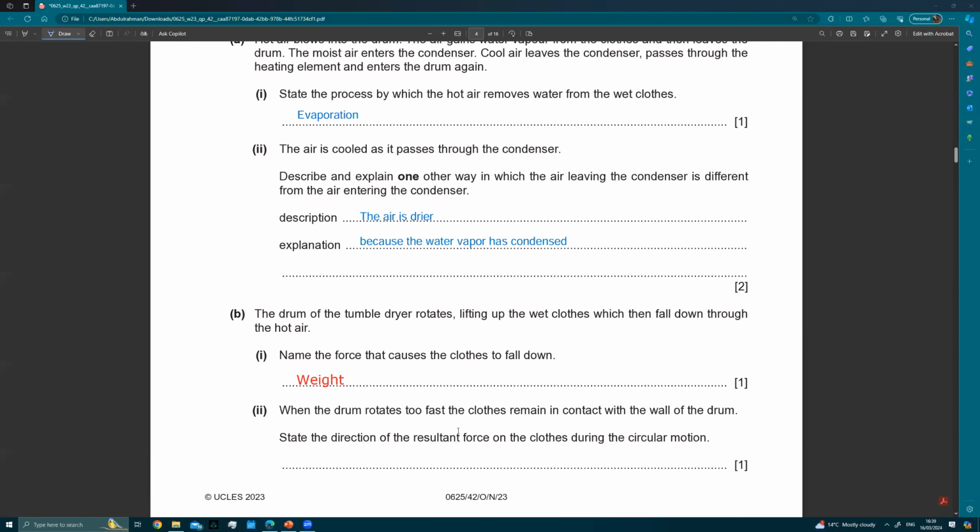And then when the drum rotates too fast, the clothes remain in contact with the wall of the drum. State the direction of the resultant force on the clothes during the circular motion. Well, this is called the centripetal force, right? The force for any object in circular motion, the force responsible for circular motion, we call it the centripetal force. And this is always acting at right angles, so it's always at right angles to the motion, or to the velocity of the clothes.